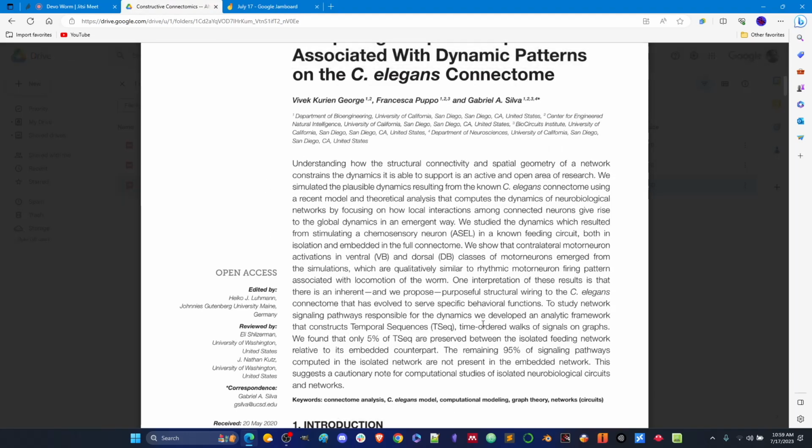And so this is, let's see. The remaining 95% of signaling pathways computed in the isolated network are not present in the embedded network. So this means that there's a huge difference between just considering a clique and considering the entire network. So what they're saying is basically that there's this emergent property that occurs from a small control network being embedded in a larger connectome.